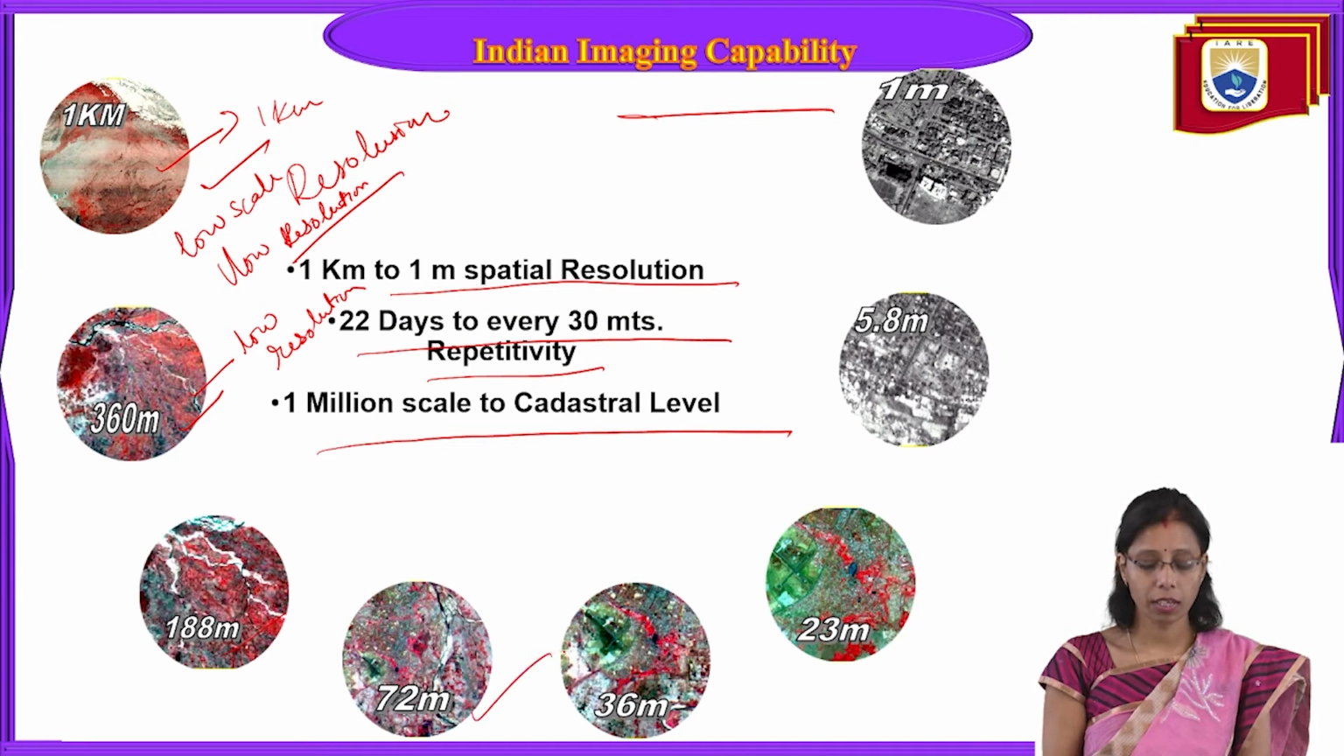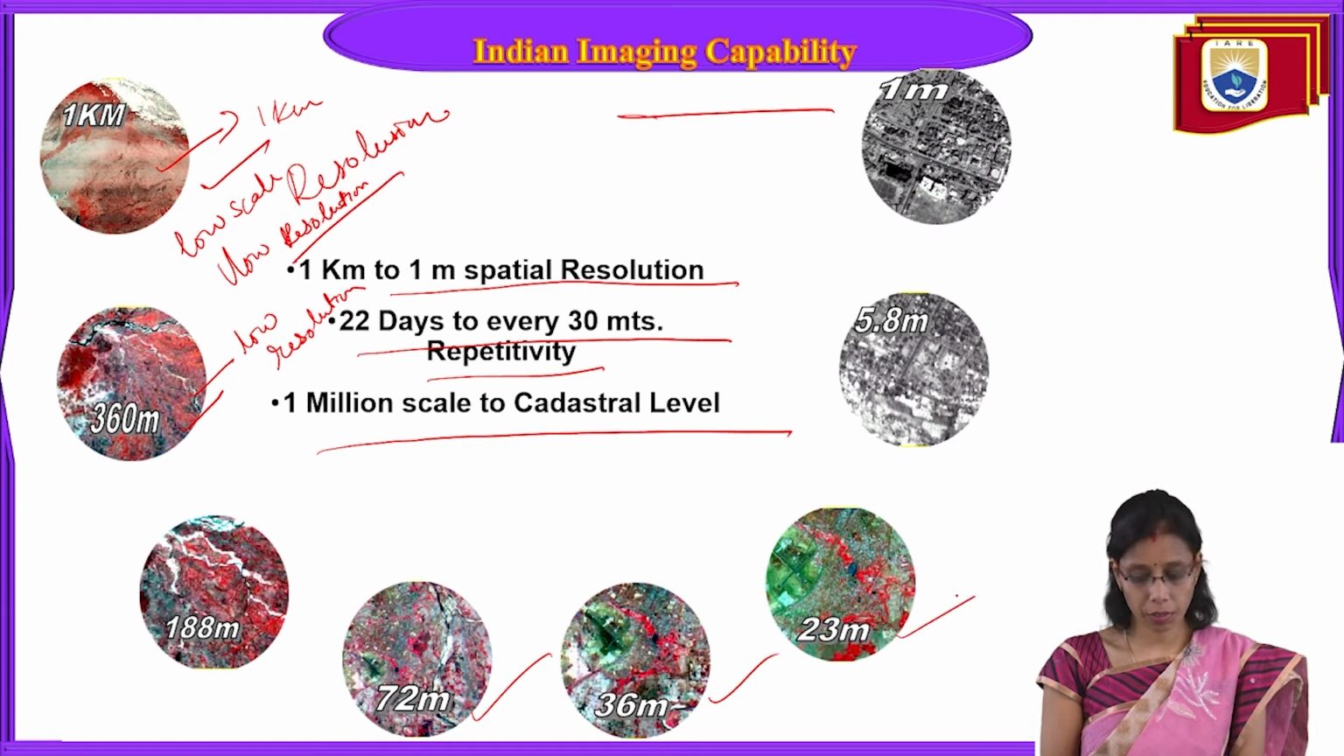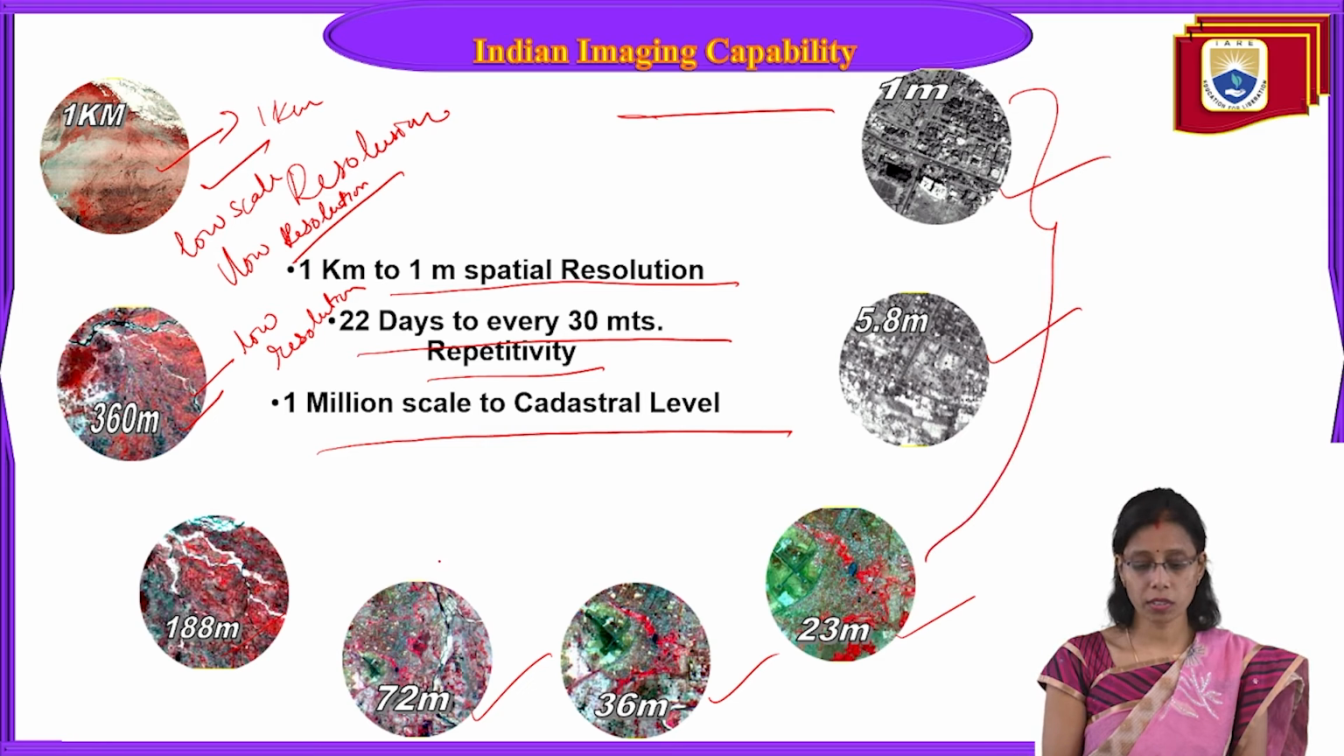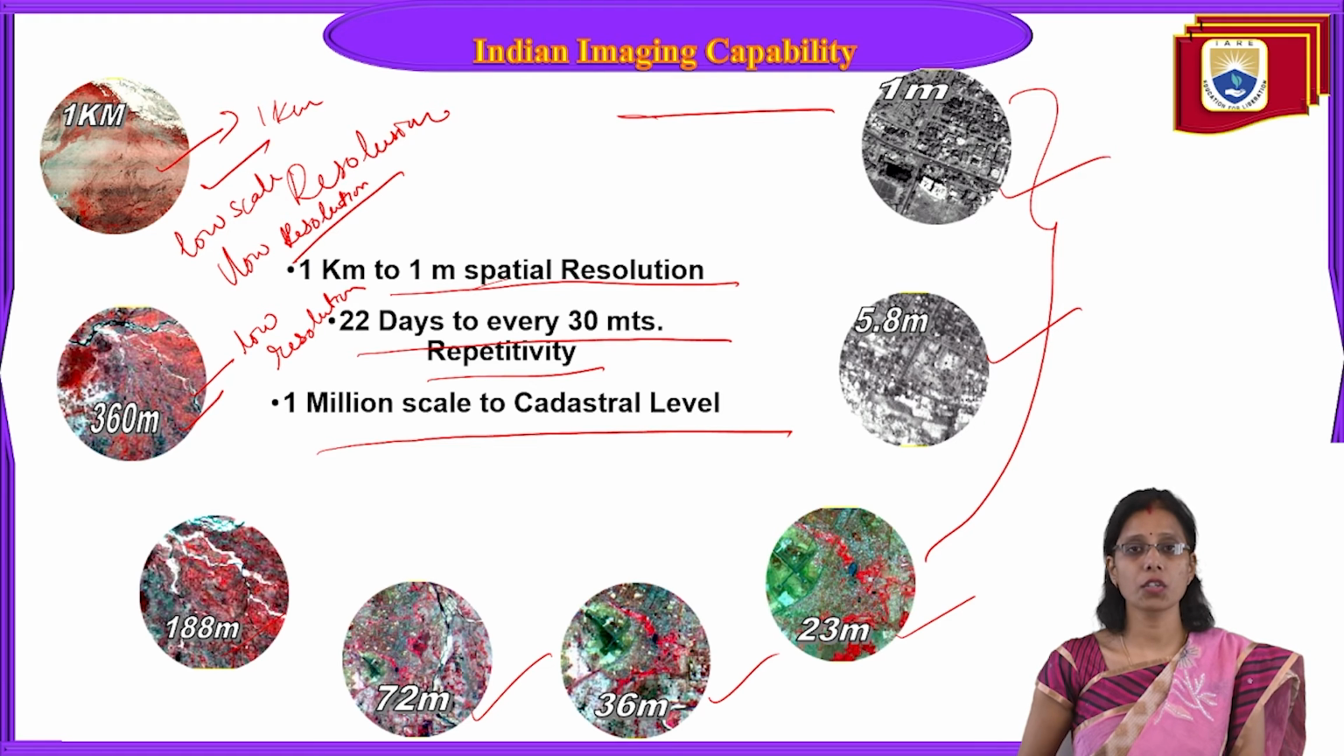So it seems like we have 72 meters, 36 meters, 23 meters, 5.8 meters, and 1 meter of resolution. This is the capability of our Indian remote sensing sensors. It can give the information from 1 kilometer to 1 meter. So 1 meter means 1 meter on the earth surface. Whatever object we see of 1 meter on the earth surface will be visible in the image. That is the capability of our Indian remote sensing satellites, and it has a resolution of 1 meter.